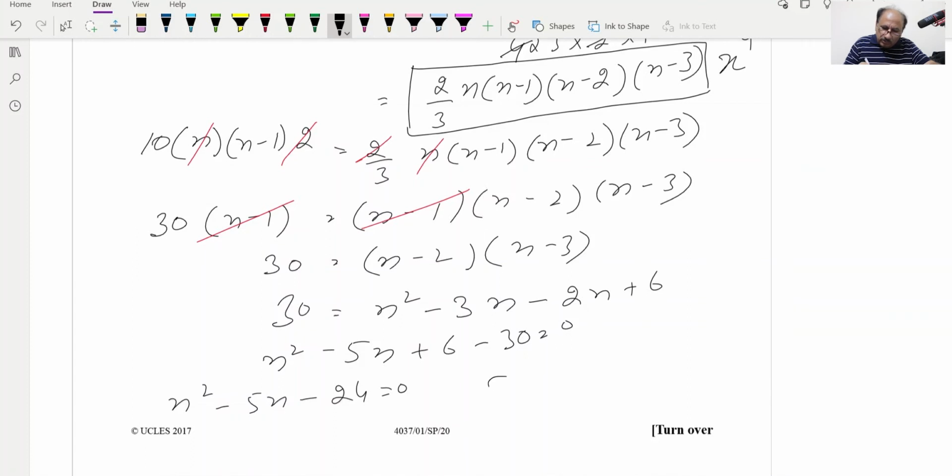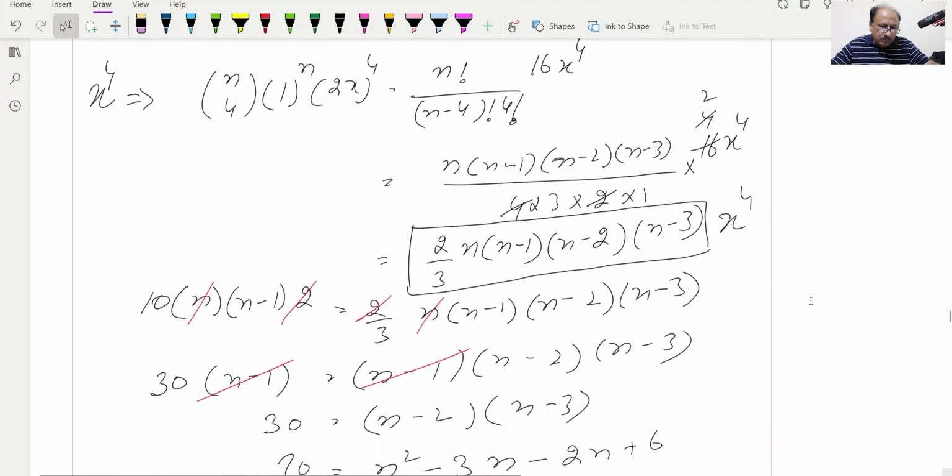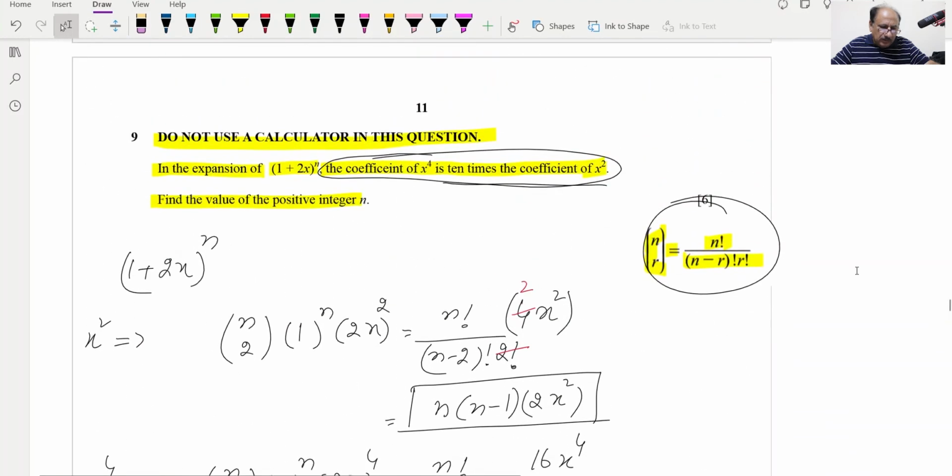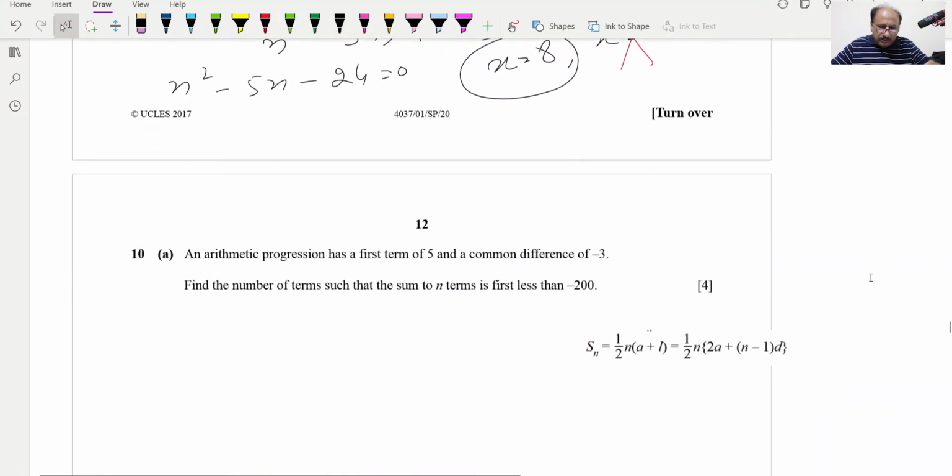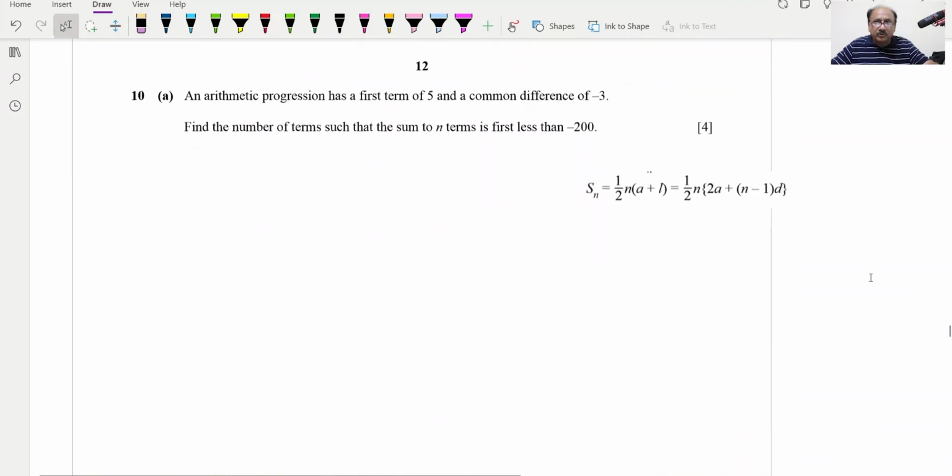So n is equal to 8 and n is equal to minus 3. The negative value we can reject, and the answer will be n is equal to 8. Why have we rejected the negative value? Because we have to find the value of a positive integer n, which is mentioned in the question. That's why we have rejected this value. Hopefully you understood everything.